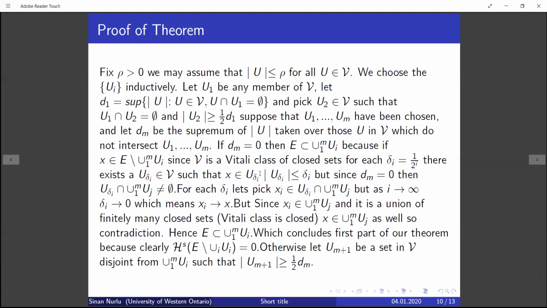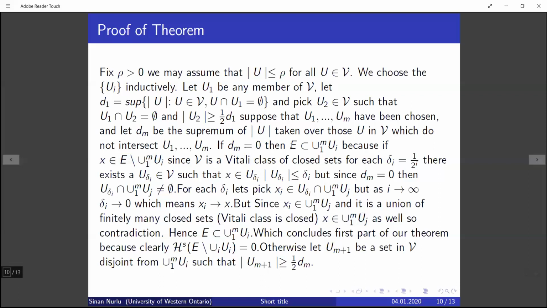But each u delta I, whatever I is, contains x as well, which means these xi's converge to x as I goes to infinity. But since xi's are also in this union, and right now we're going to use the topology of closed sets, I claim that x must also be in this union, because this is a union of finitely many closed sets. But in closed sets, in real numbers, if a sequence of elements has a limit, the closed set must contain the limit as well, which means x must be in the union as well. But this is a contradiction, because we picked x from this set. It's in the complement of the union, so there's a contradiction.